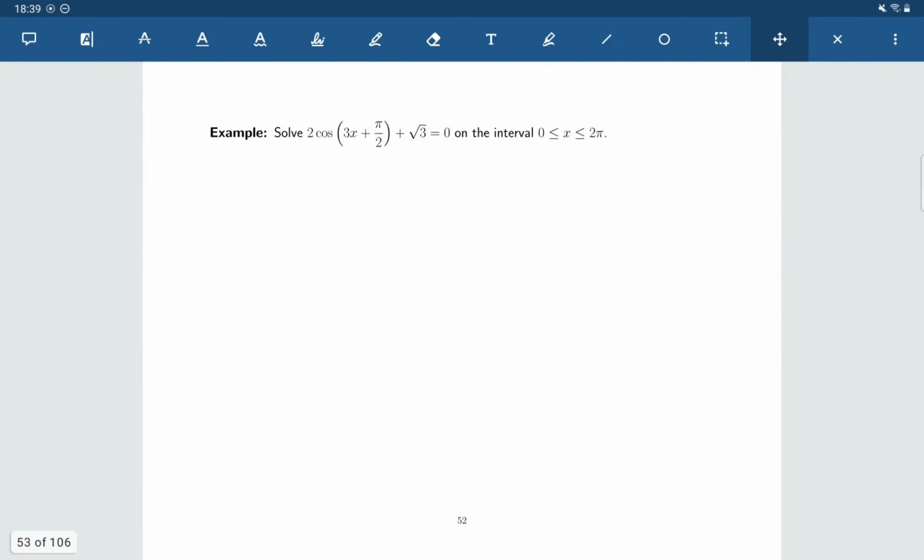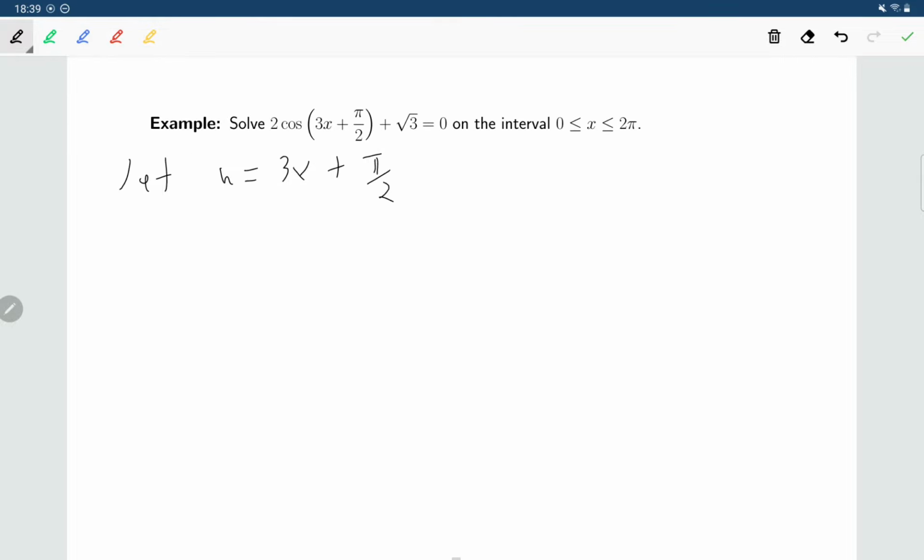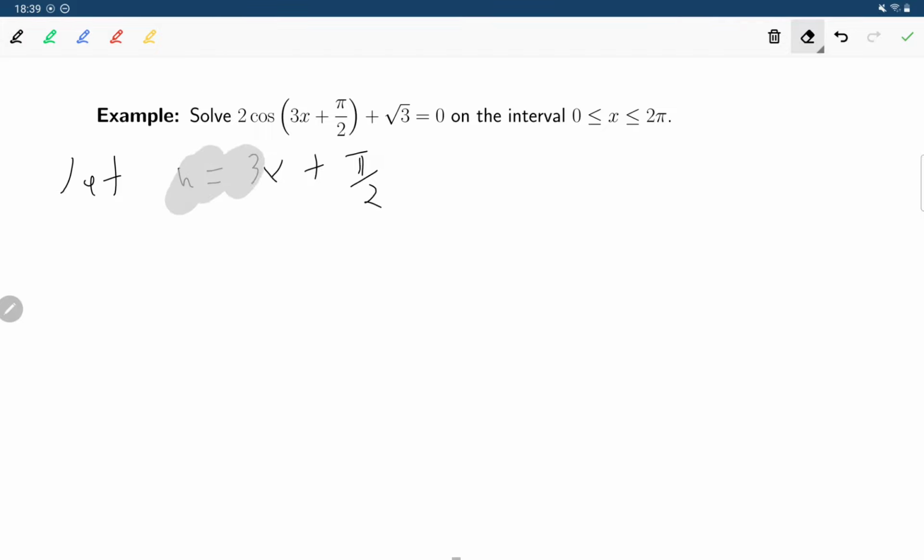All right, let's do another one here. This one, a little bit more of a transformation happening with this cosine function. I'm going to start off by, again, simplifying my life here by doing a little substitution to say that we want to replace u with 3x plus pi over 2. And we are going to have to do the same sort of thing that we did before, which is to figure out what would that do to our interval of solutions.